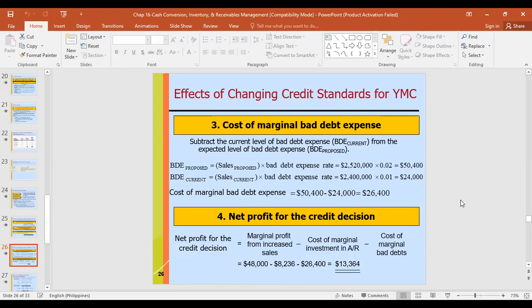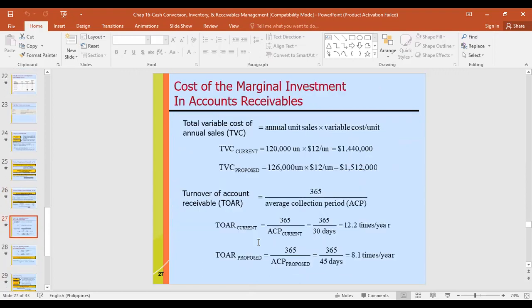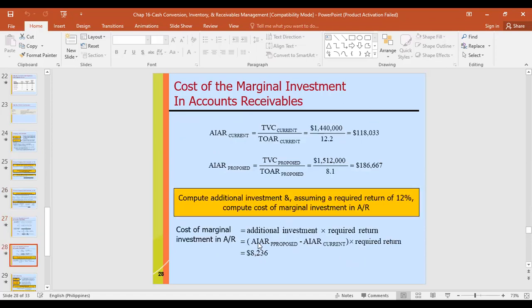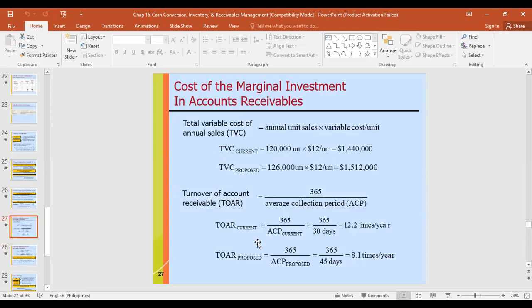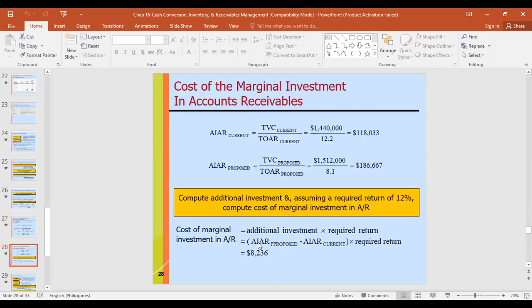Well, the net profit for our consideration would be, as explained a while ago, marginal profit from increased sales. We've done that from number 1. Next, cost of marginal investment, I've explained that a while ago. And for number 3, so the net profit would be $13,364. So in that case, normally we will accept the credit decision. So here it is for our total variable cost of annual sales, the computation. So that's how we got our answers a while ago.